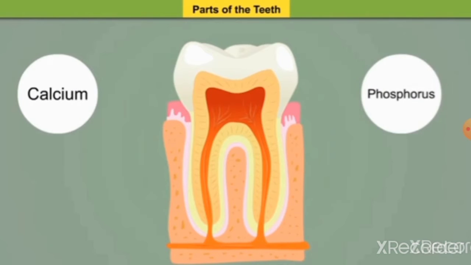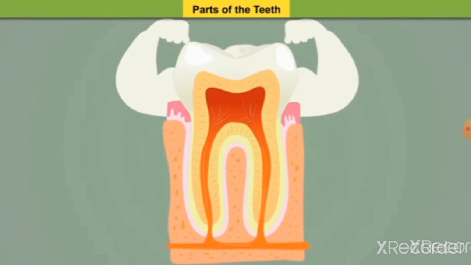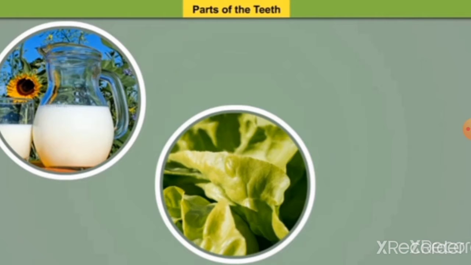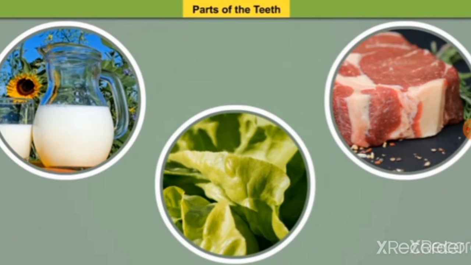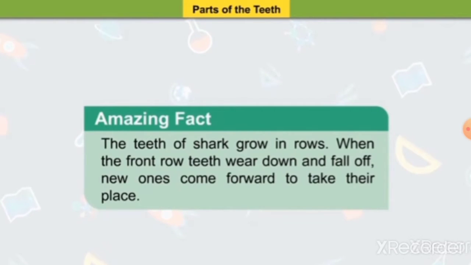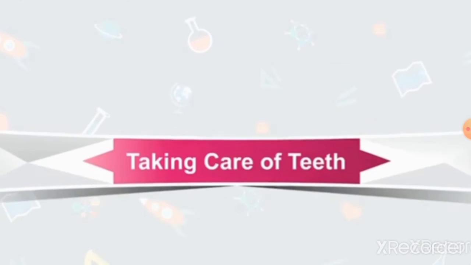Calcium and phosphorus are important for maintaining healthy and strong teeth. Food sources like milk, green leafy vegetables and meat are rich sources of these minerals. Amazing fact: the teeth of sharks grow in rows. When the front row teeth wear down and fall off, new ones come forward to take their place.